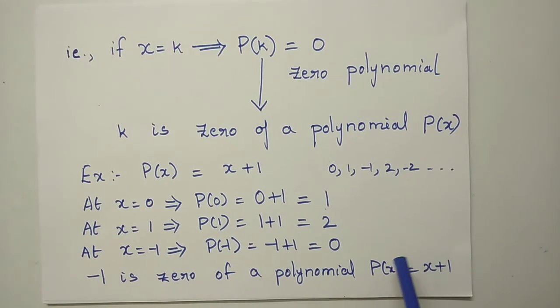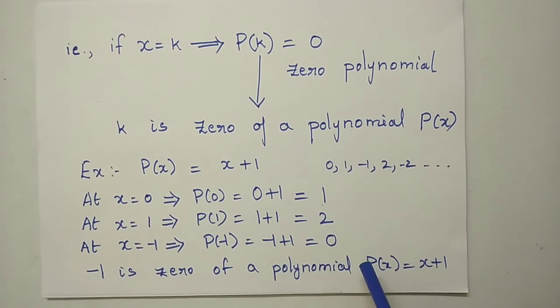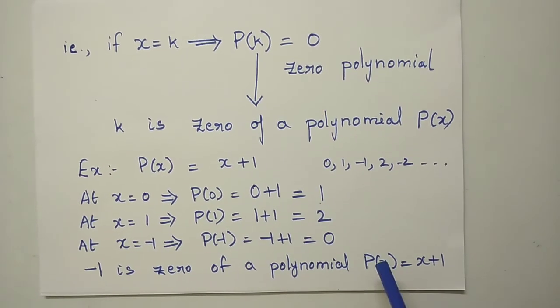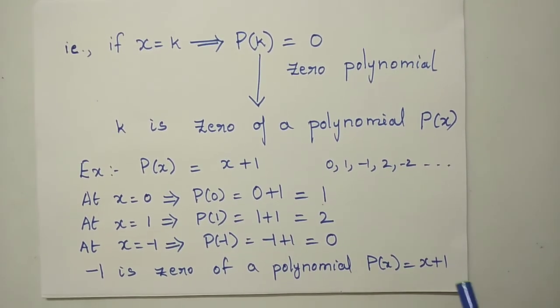Hope you have understood in this video what is a zero of a polynomial, how many zeros there will be for a polynomial, and at which point the polynomial has zeros.